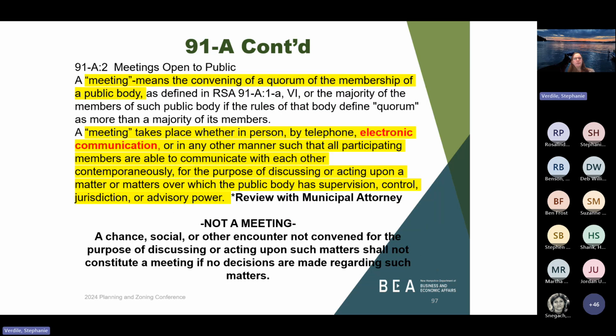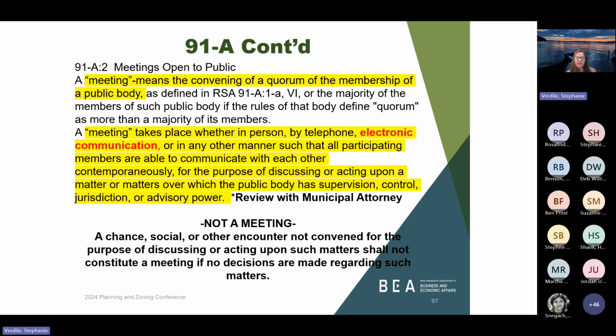So we've done what is a public hearing, what is a public meeting, but what is a meeting by law? What's the definition? So a meeting by law is the convening of a quorum of the membership of that public body, which is that committee. And when does a meeting take place?